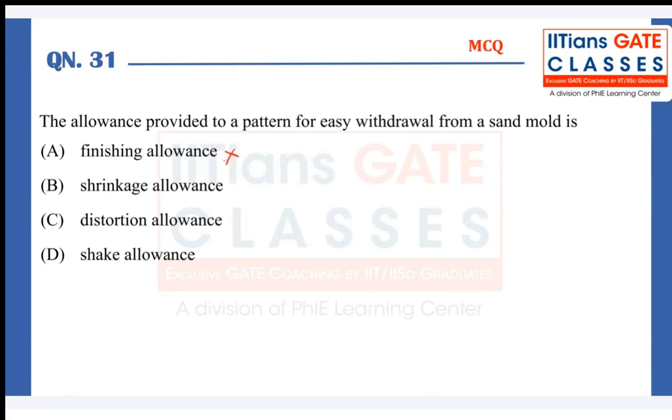Finishing allowances: there are no finishing allowances as such; however, machining allowances we call finishing allowances. But finishing allowances are not provided for easy withdrawal. So what type of allowances are provided in order to easily withdraw? Shrinkage allowances are also not provided for easy withdrawal; they overcome the shrinkage that happens during solidification. Distortion allowances are only for U and V shaped castings. Now, what's your answer? Shake allowances. Shake allowance is your answer. Let me explain that also.